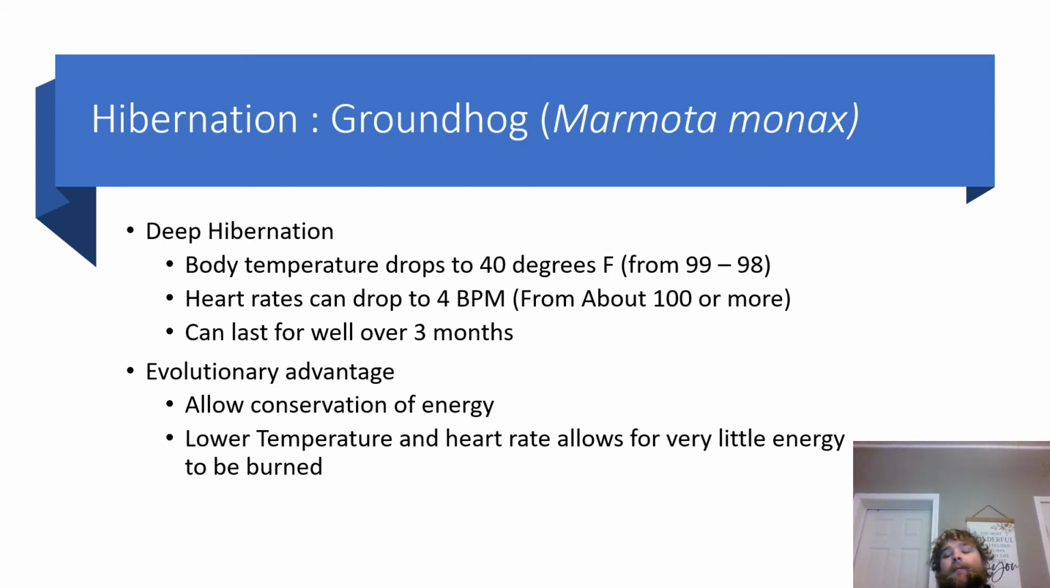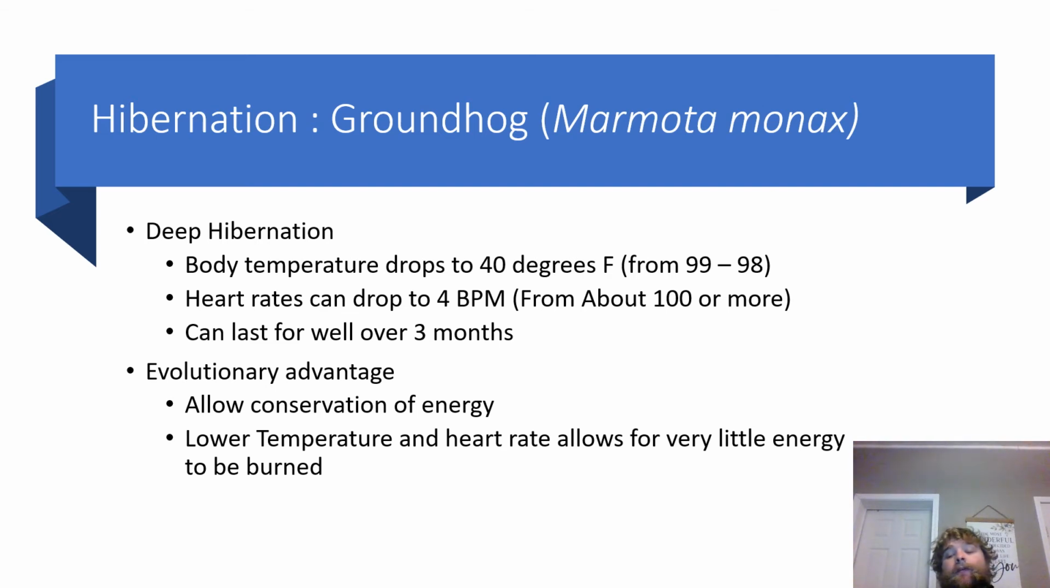So why is it considered deep hibernation for the groundhog? Well, their body temperature drops significantly. It drops from 99 degrees, 98 degrees, all the way down to 59 degrees and 58 degrees. It drops a full 40 degrees Fahrenheit. And then the heart rate just drops tremendously. It drops from about 100 beats per minute to only 4 beats per minute, which is pretty wild to drop to only 4% of what it normally is.